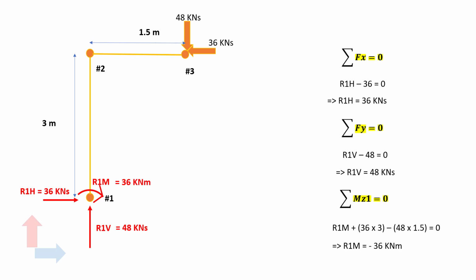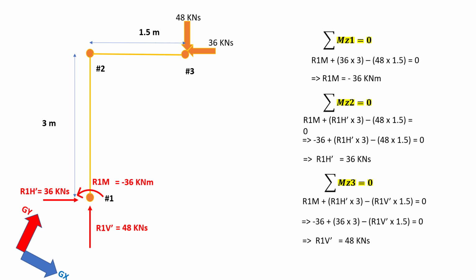Now, let us consider the same structure, but this time inclined to the global axis system, to show that the horizontal and the vertical considered here are not aligned to the global axis system. We have used the terminologies H dash for horizontal and V dash for vertical. Remember that node number 1 had a fixed support, and it was a cantilevered frame, and that's why we have all the three reactions at node number 1.